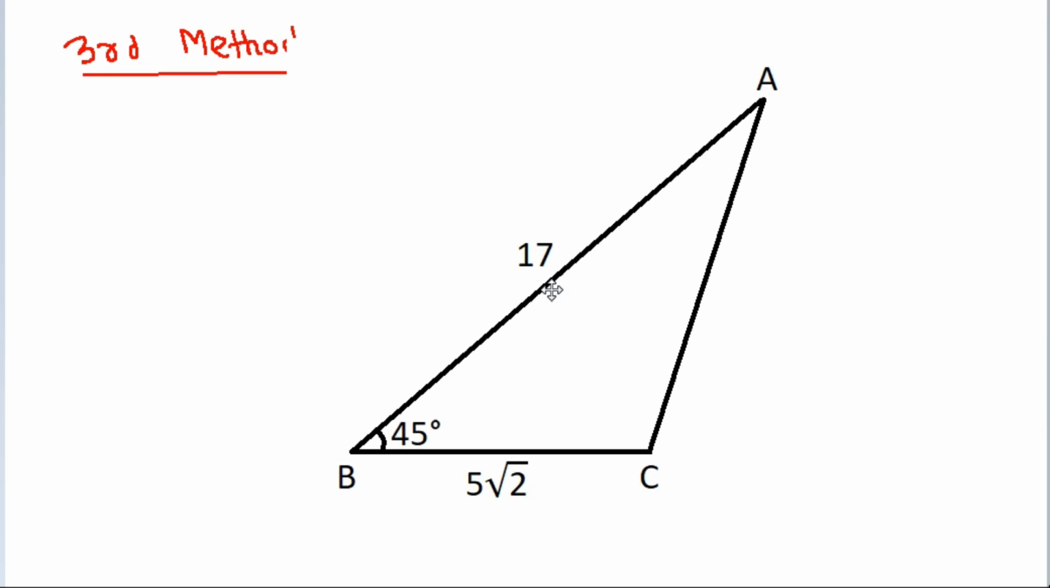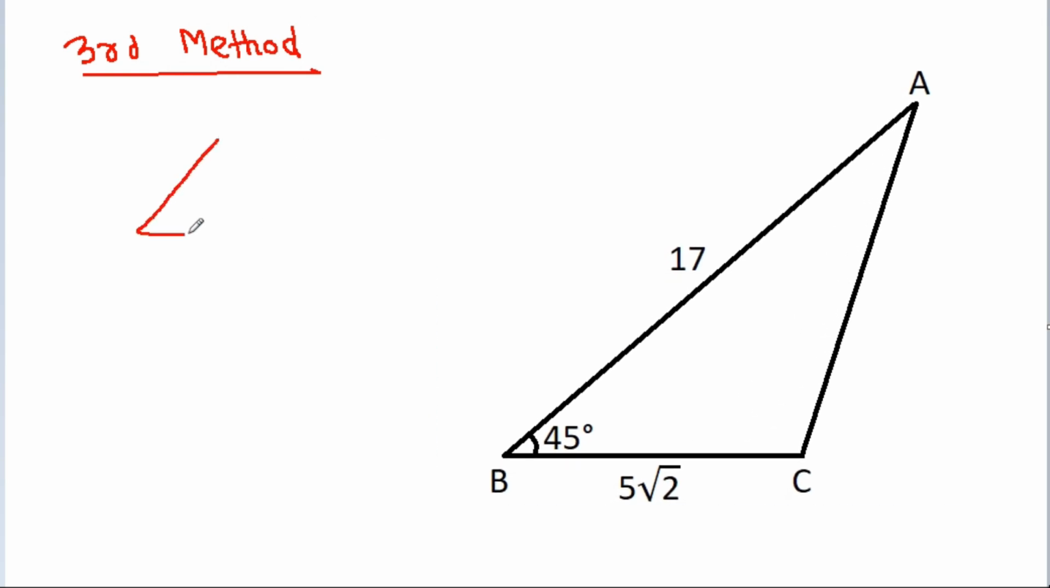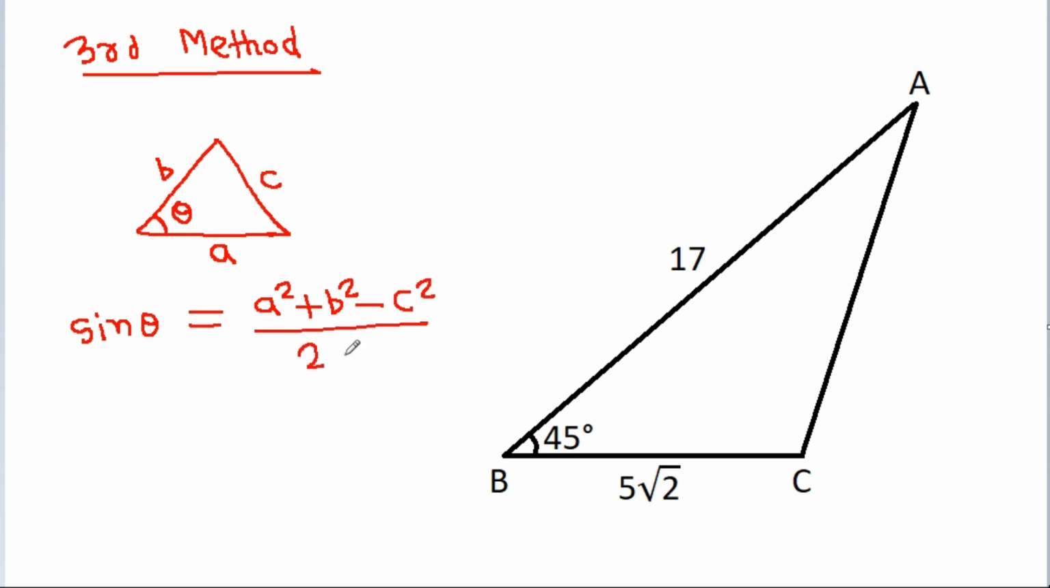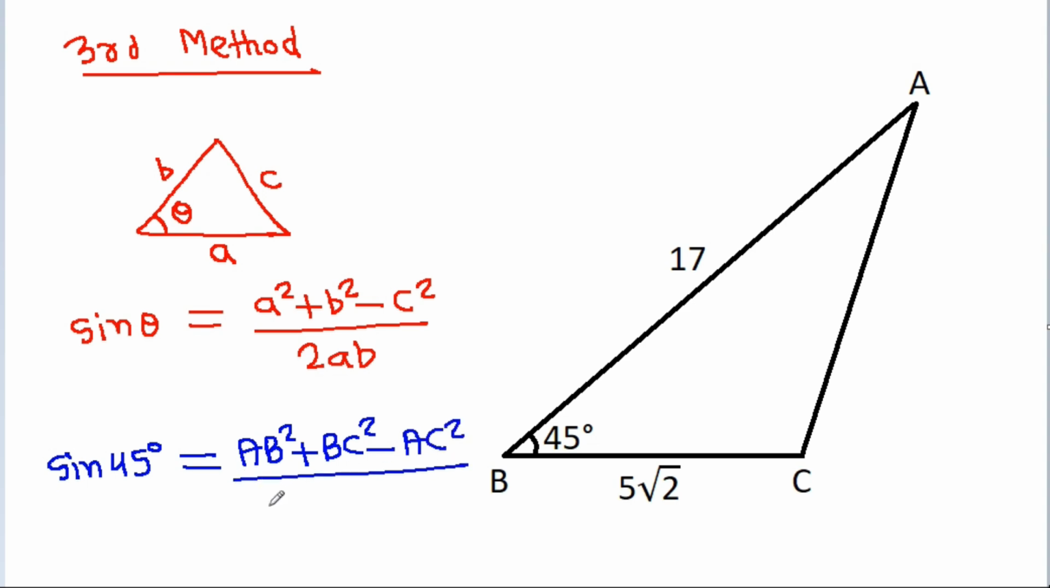third method, in any triangle, if this angle is theta and side lengths are a, b, c, then sine theta will be equal to a square plus b square minus c square by 2ab. So here sine 45 degree will be equal to AB square plus BC square minus AC square by 2 times AB times BC.